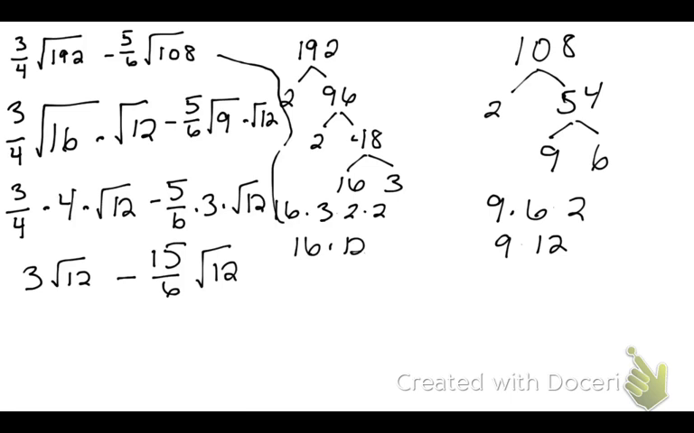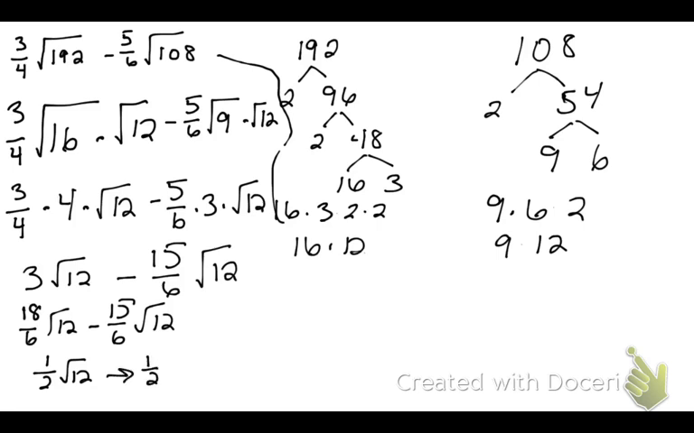Man, there's a lot involved here. And remember that this is the same thing as 18 over 6 root 12 minus 15 over 6 root 12, which would be 3/6, or 1/2 root 12. And I wish I was done, but root 12 goes further.